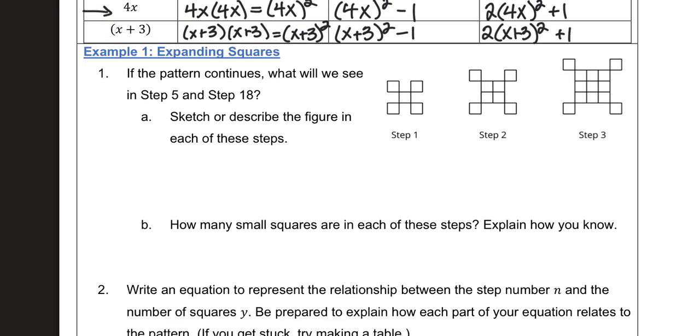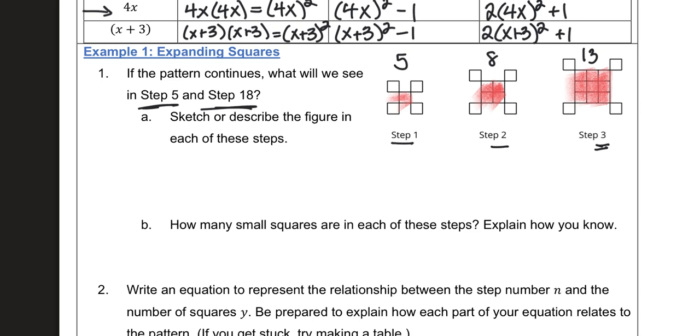Then example 1, if the pattern continues, what will we see in steps 5 and 18? So step 1, we have 5 squares. Step 2, we have 8. Step 3, we have 13. Okay, so again, we can see we're not adding the same amount every time. First, we're adding 3, then we're adding 5. So that means we need to look and see, do we have a square anywhere? So if we look in step 2, we have a 2 by 2 square right there. And in step 3, we have a 3 by 3 in the center. In step 1, there's our 1 by 1.